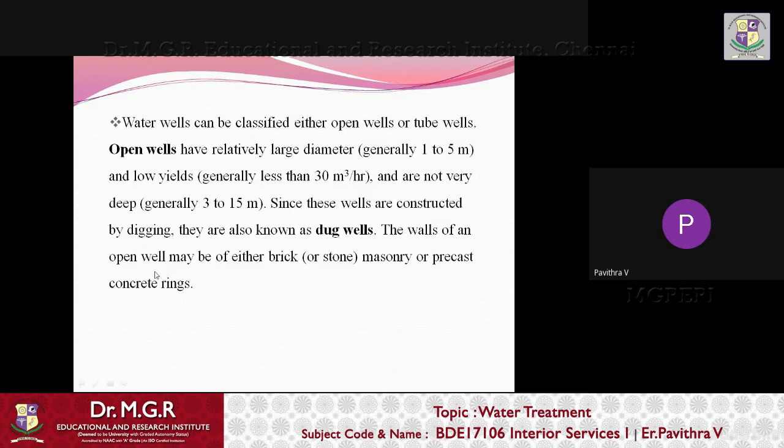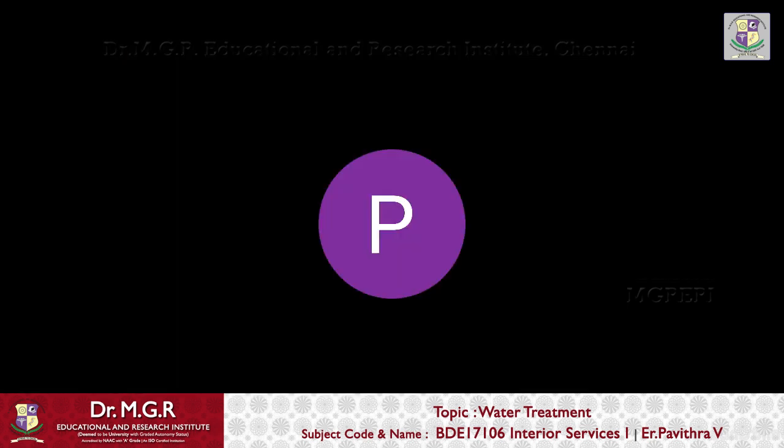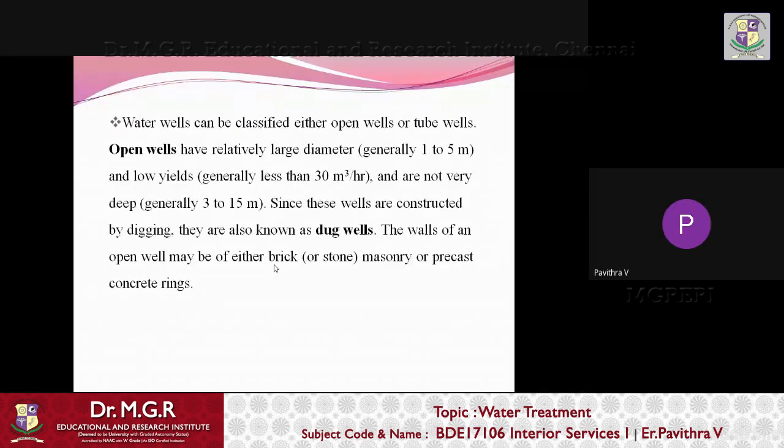The walls of an open well, the internal lining, may be made of brick, or nowadays stone masonry, or precast concrete rings. They are constructing the wells with these nowadays. So the internal lining of the wells will be made of brick, which is also used for lining inside the wells.